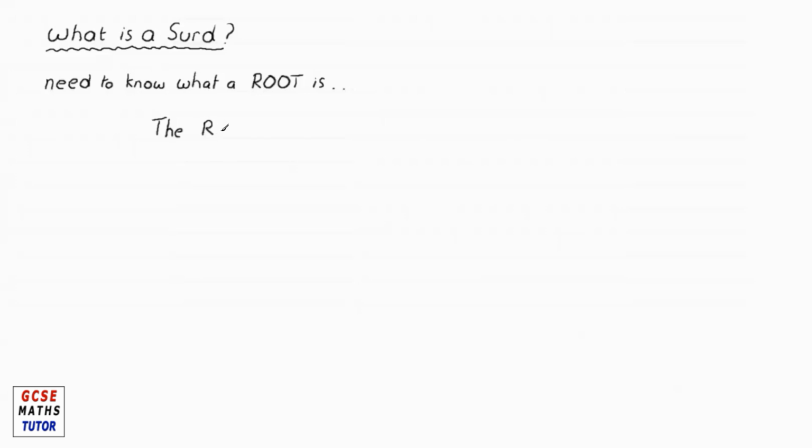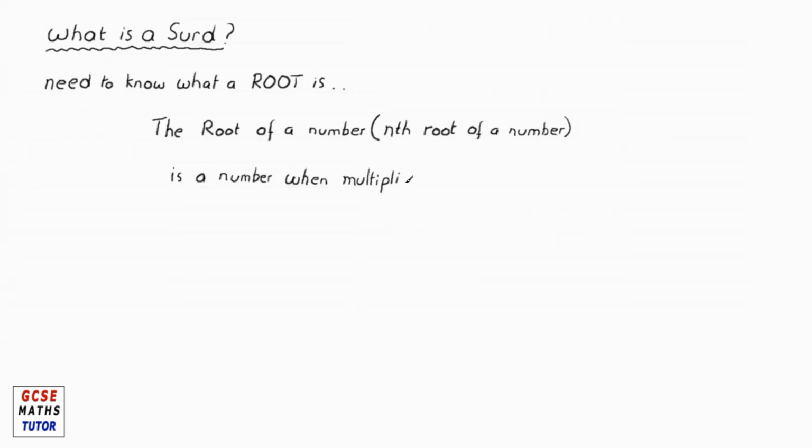The root of a number, or to give it its full name, the nth root of a number, is a number when multiplied by itself n times will give the original number. So the square root of a number, where n is equal to 2, is a number when multiplied by itself twice will give the original number.